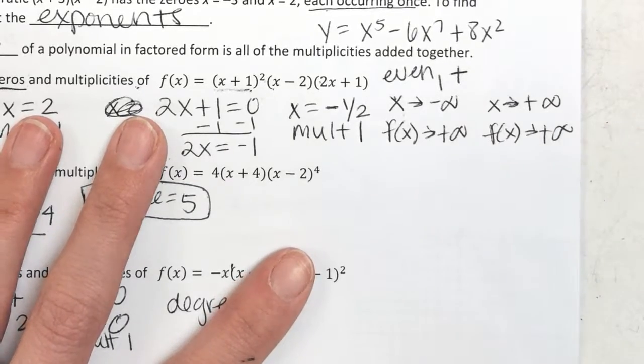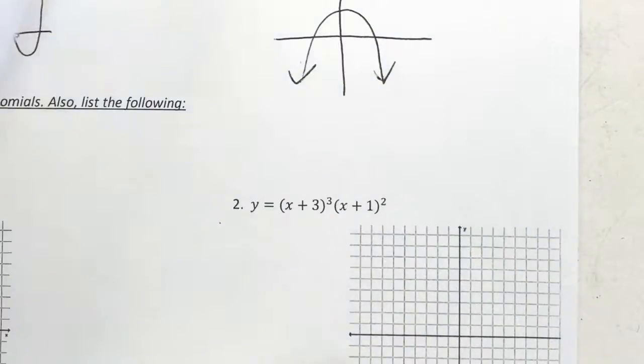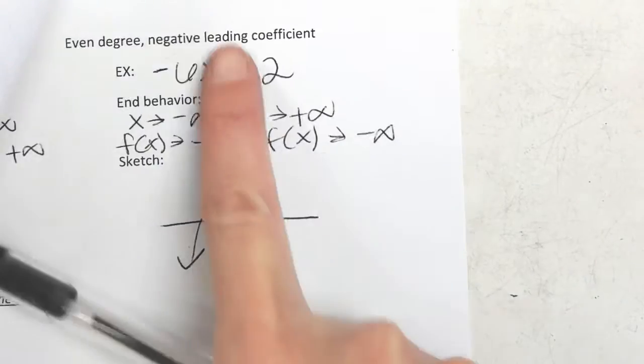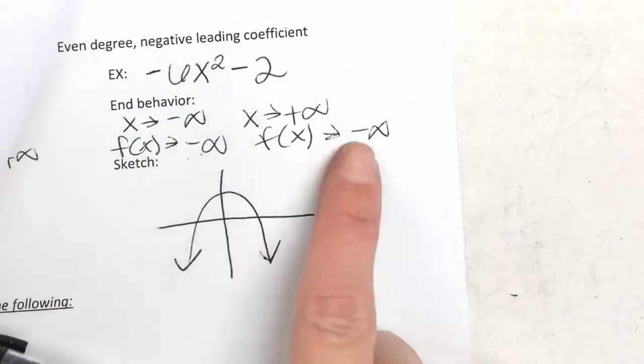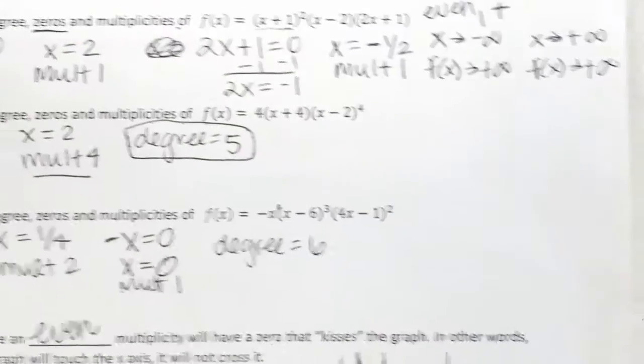Any questions about end behavior? What if it was even and negative? Then it would be both of them going to negative infinity. Alright, 2 more, or let's do one more together actually.